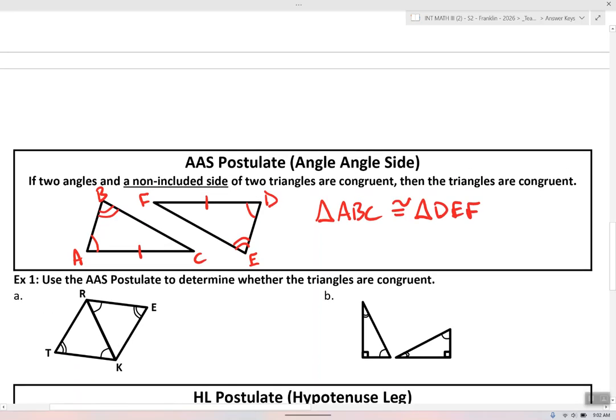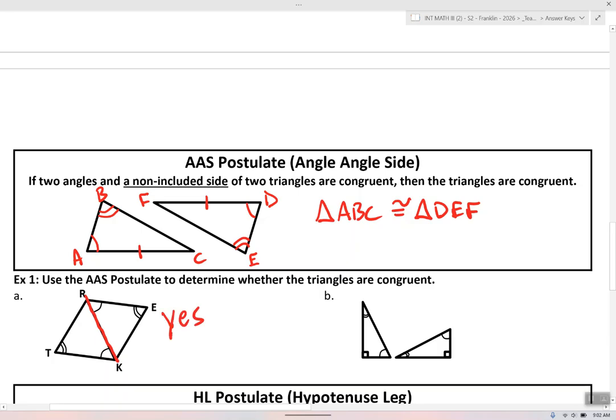So again, the angle angle side postulate, we're going to use that to determine whether these triangles are congruent. So two angles and a non-included side. Here it looks like I have two angles and they share this side right here. That's a non-included side. It's not between the two angles. So yes, these are congruent.